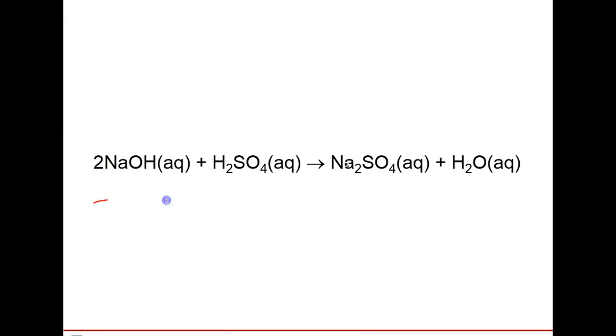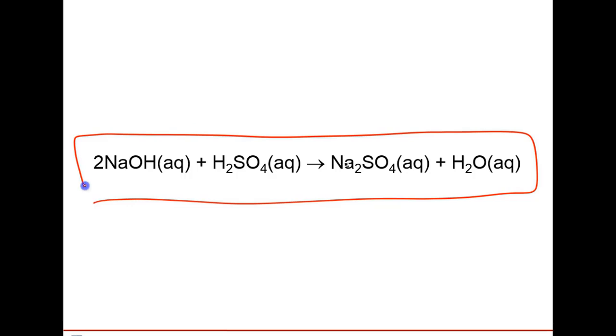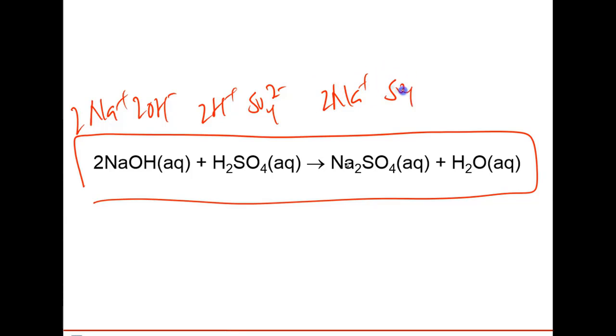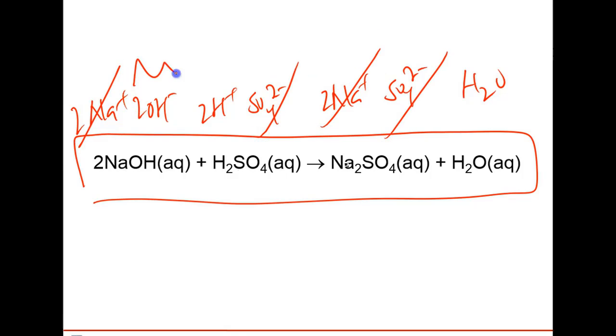So this is the overall equation. And if you do the ionic equation: Na+, OH- ions, H+, SO4 2-, Na+, SO4 2-, H2O. So you realize this is simply a neutralization reaction, right? H+ plus OH- gives you H2O, neutralization reaction.